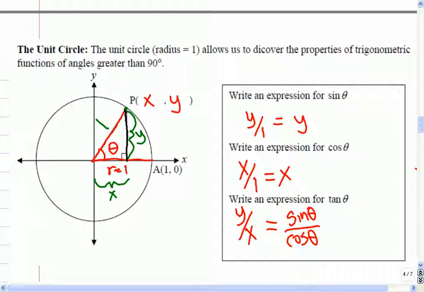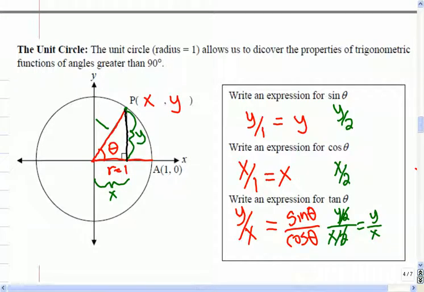Yes? If the radius wasn't 1, would that significantly change sine theta over cos theta? It would not, a great question. Let's say the radius was 2, okay? So if the radius was 2, then what I'd have here would be y over 2, and I'd have x over 2. And then if I go y over 2 divided by x over 2, I'd still get y over x, because those would cross out.